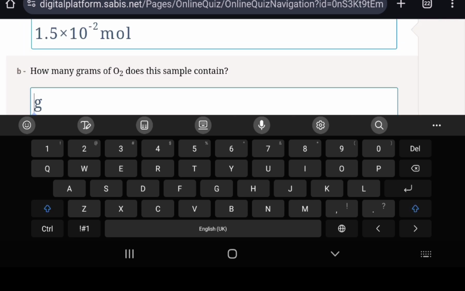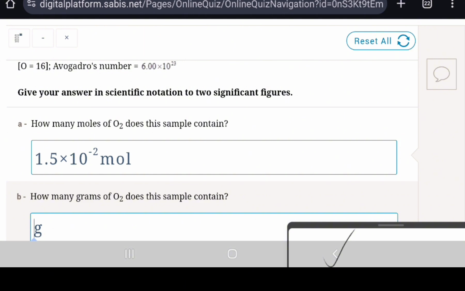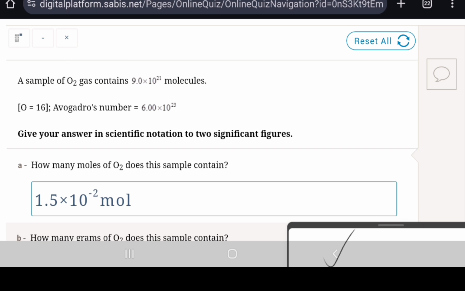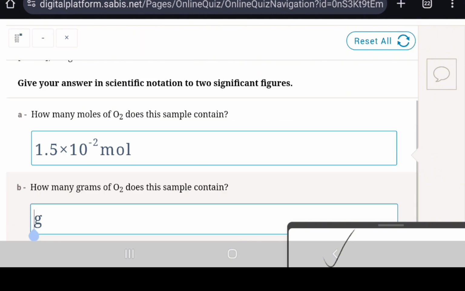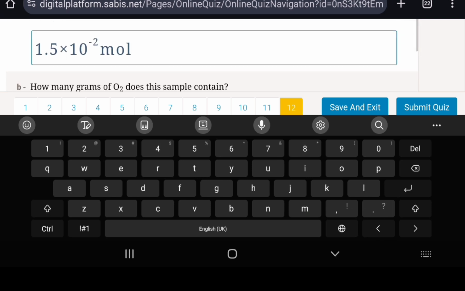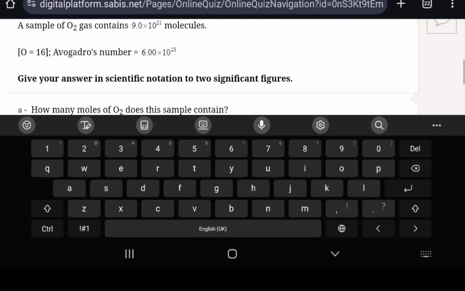Letter B. Now to find the grams of oxygen, we have the moles, so we do the moles times the molar mass. So we do 0.015 times 32, which will give us 0.48 or 4.8 times 10 power negative 1.